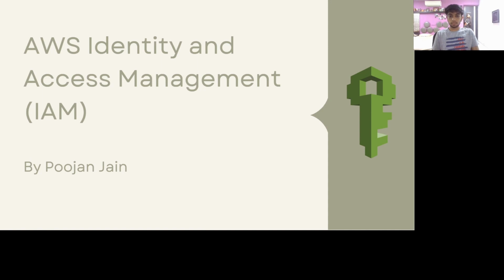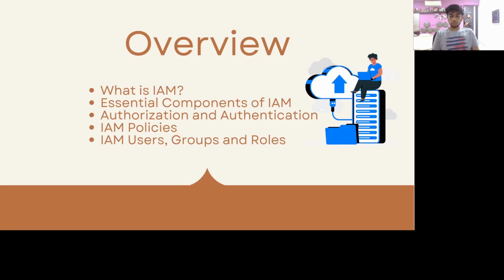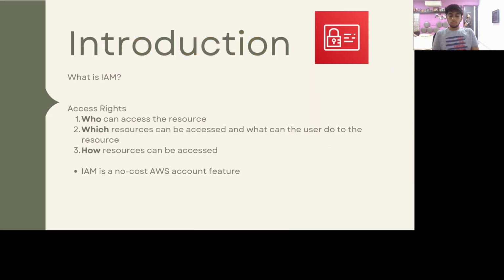First of all, let's see what topics we are going to discuss. The topics are IAM, components of IAM, the authorization and authentication parts of IAM, policies, users, groups, and roles. The introduction says that IAM is a service provided by AWS from where you can centrally manage the access given to any user in the AWS account.